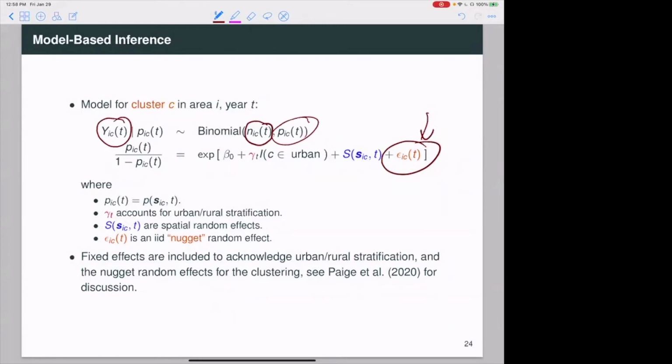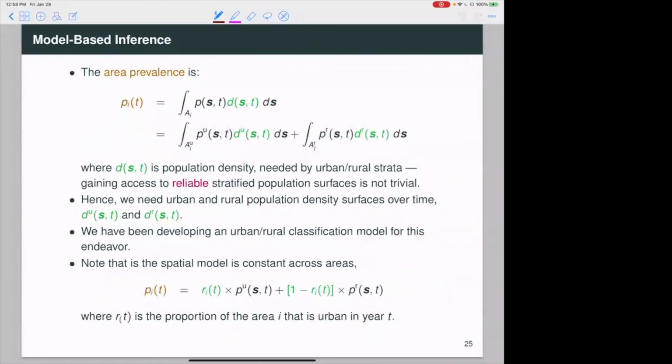I think I've got all of that. So now this is where the real hassle starts. So we're modeling these clusters, but we actually want the area. So we have some area we want to make an estimate for. We sample some clusters, some of which may be urban and some of which may be rural.